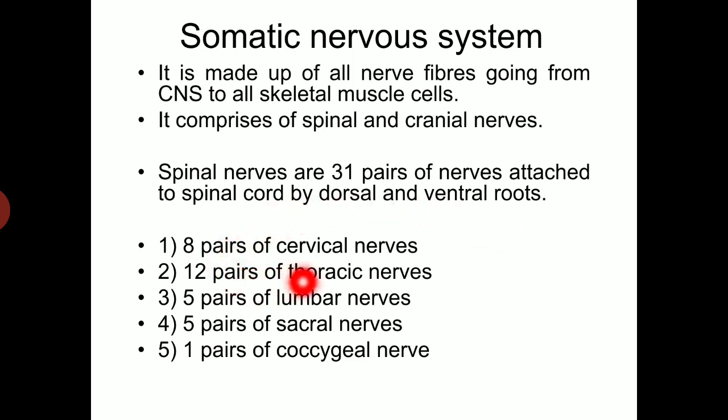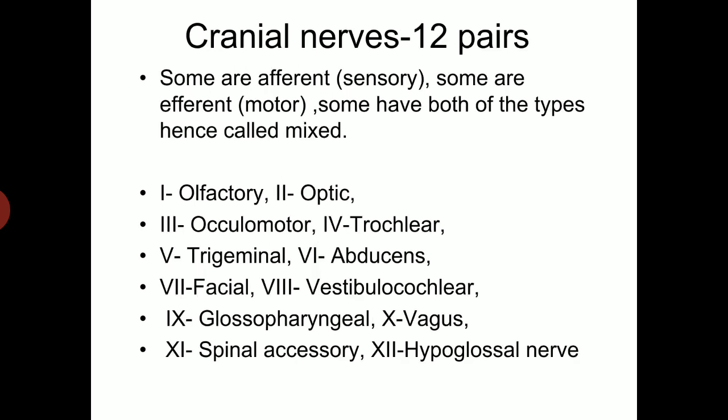Likewise, 12 pairs of thoracic nerves, then 5 pairs of lumbar nerves, 5 pairs of sacral nerves and 1 pair of coccygeal nerves. So they originate from different areas of the spinal cord. Now cranial nerves, total 12 pairs. Some are afferent sensory, some are efferent motor, and some have both types, motor and sensory, so they are known as mixed cranial nerves. So total 12 pairs of cranial nerves are there.